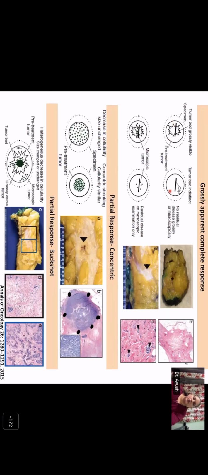When there is a very good response to the therapy, we might not identify any kind of gross abnormality, except maybe a little bit of hemorrhage here and there, or we might have a small focus of fibrosis, and both of these on microscopy might not show any kind of tumor.